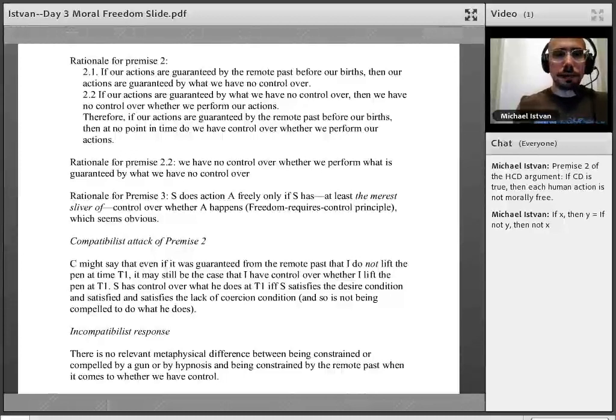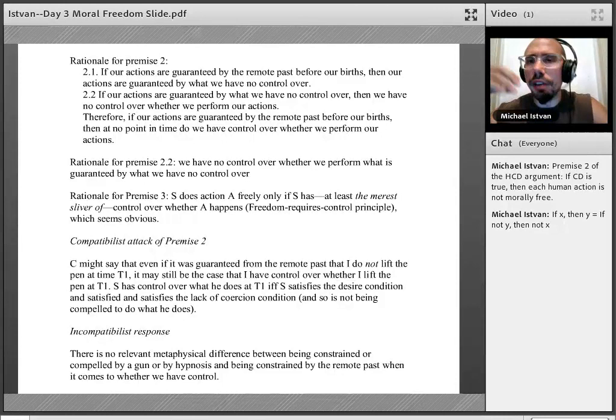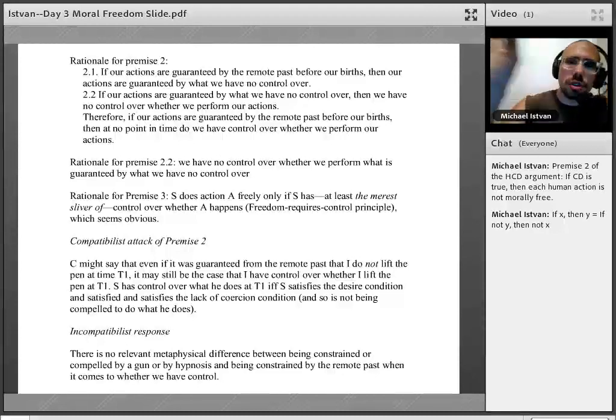Okay? So I'll repeat it again. And I gave the rationale there. I notice that I don't give a rationale on the slide. Okay, but I'll supply it again. If our actions are guaranteed by the remote past before our births, then our actions are guaranteed by what we have no control over. Why is that true? Well, because we have no control over the remote past before our births. Do you have control over the remote past before you were born? No. So if our actions are guaranteed by the remote past before our births, then our actions are guaranteed by what we have no control over. Done.